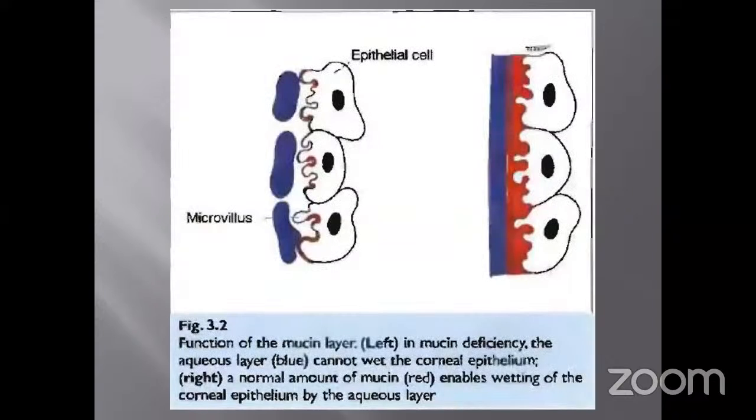This is actually to show the function of the mucin layer. The red color is the mucin. So it aids in wetting the corneal epithelium. So we need a normal amount of mucin, then only the epithelium will be properly wetted. But in cases of mucin deficiency, we can see that the aqueous layer, which is seen as a blue color, is not able to wet the corneal epithelium. This is the corneal epithelial cell. This is the aqueous layer. Due to mucin deficiency, it is not able to make the cornea wet. Only when a sufficient amount of mucin is present, the cornea will be converted from a hydrophobic state to a hydrophilic state.